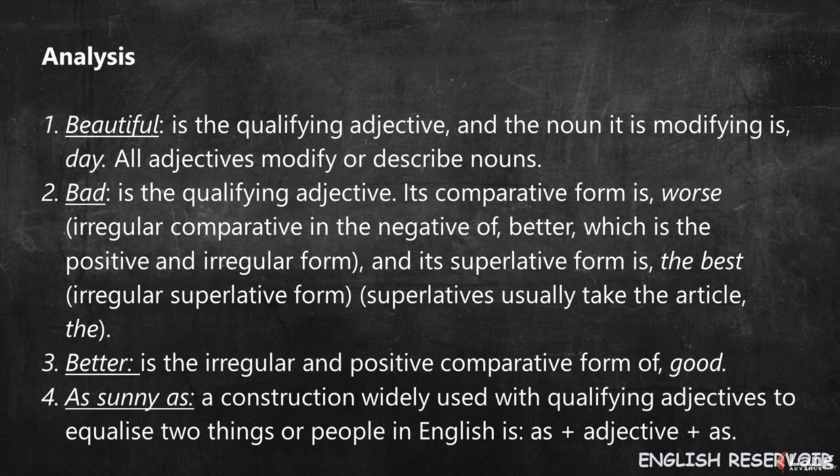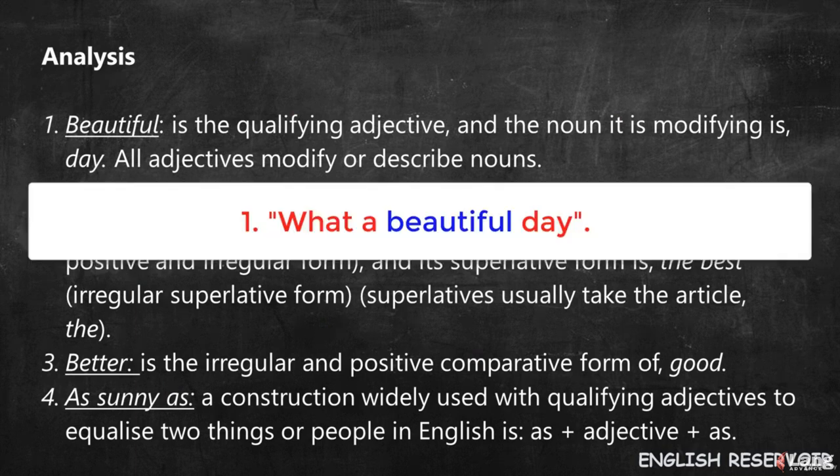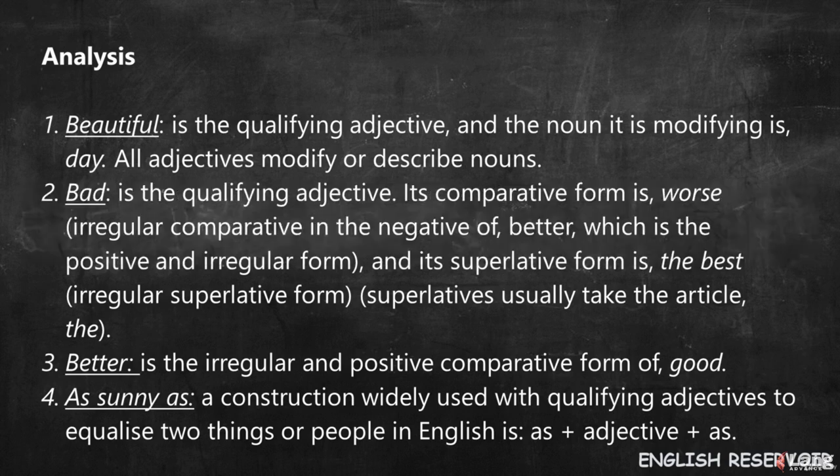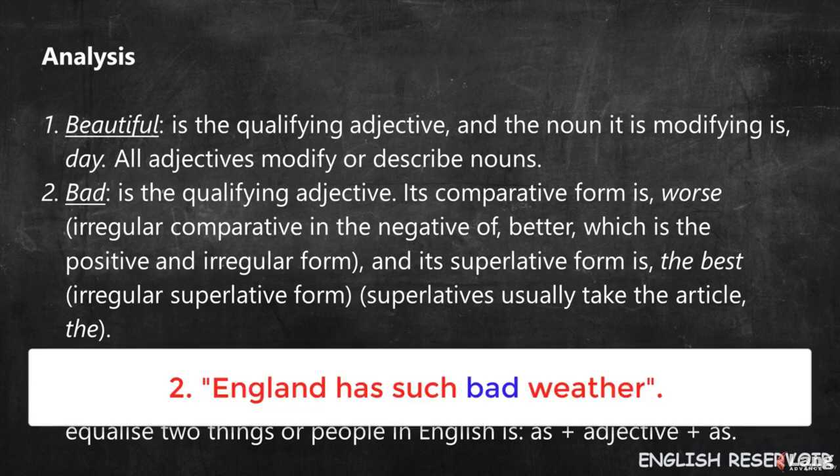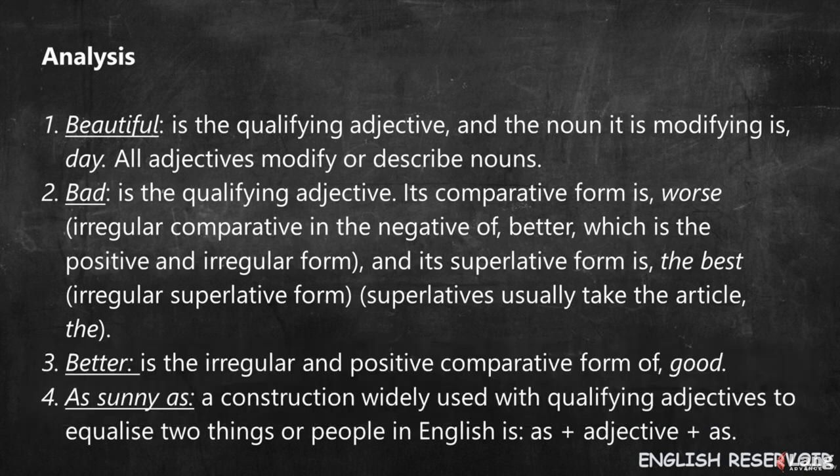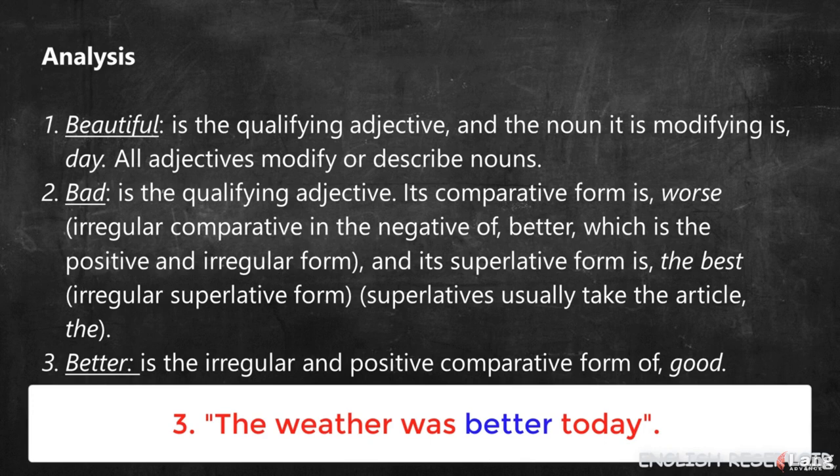Analysis. 1. Beautiful is the qualifying adjective, and the noun it is modifying is day. All adjectives modify or describe nouns. 2. Bad is the qualifying adjective. Its comparative form is worse, which is irregular, and its superlative form is the worst, which is also irregular. Superlatives usually take the article the. 3. Better is the irregular comparative form of good.